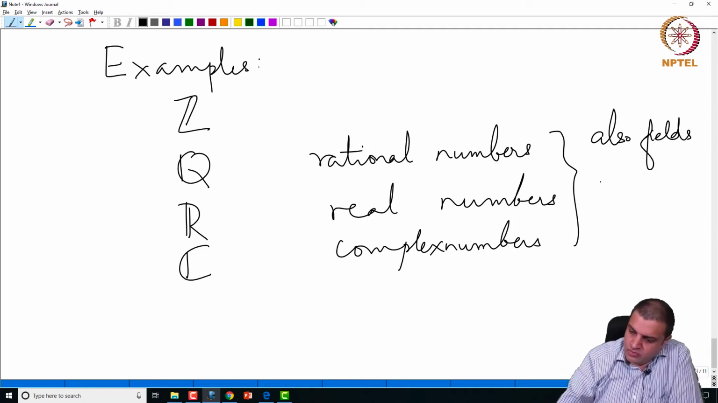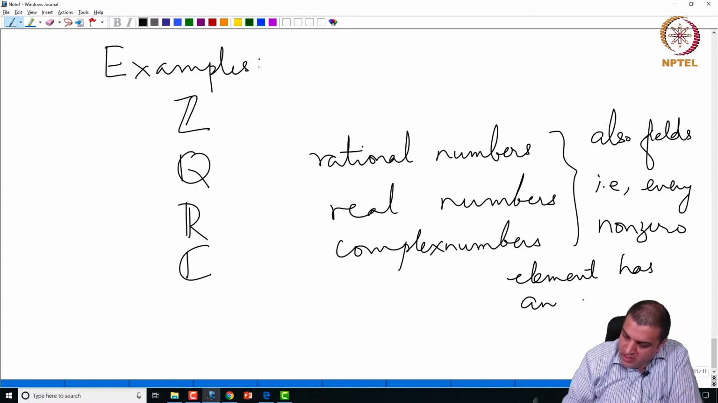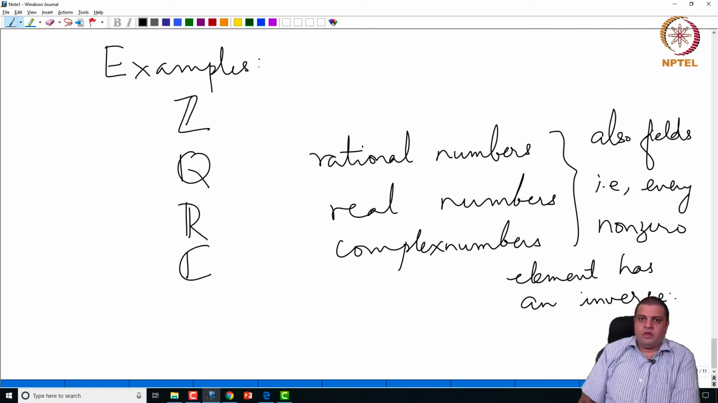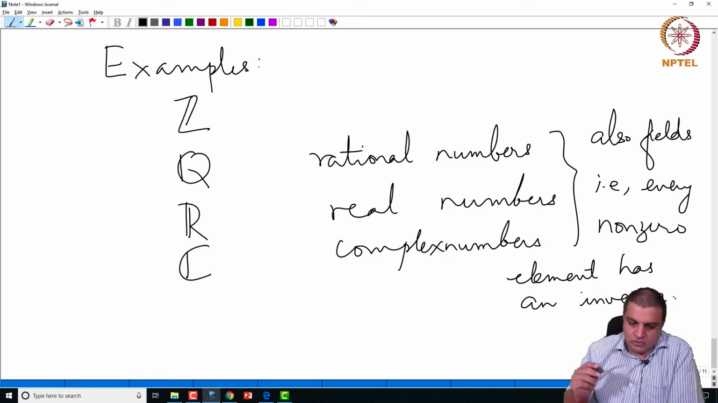That is, every non-zero element has an inverse with respect to multiplication. Or in other words, if you take the non-zero elements of these sets and take the multiplication operation, in these cases it will be an abelian group. So these are all commutative rings.